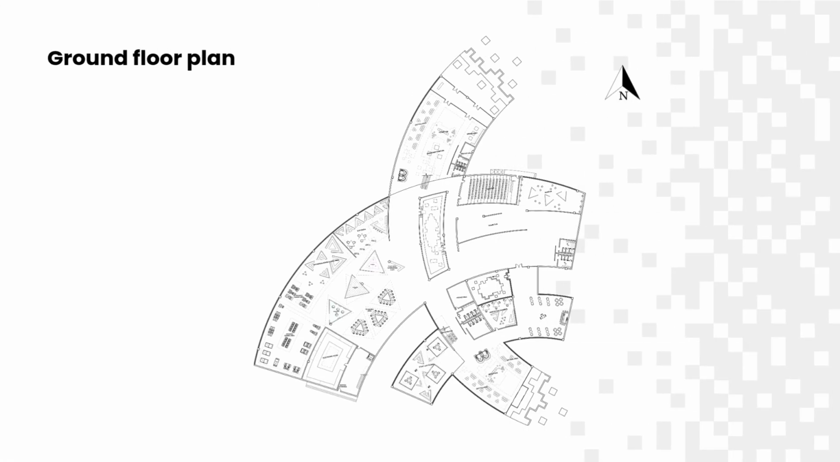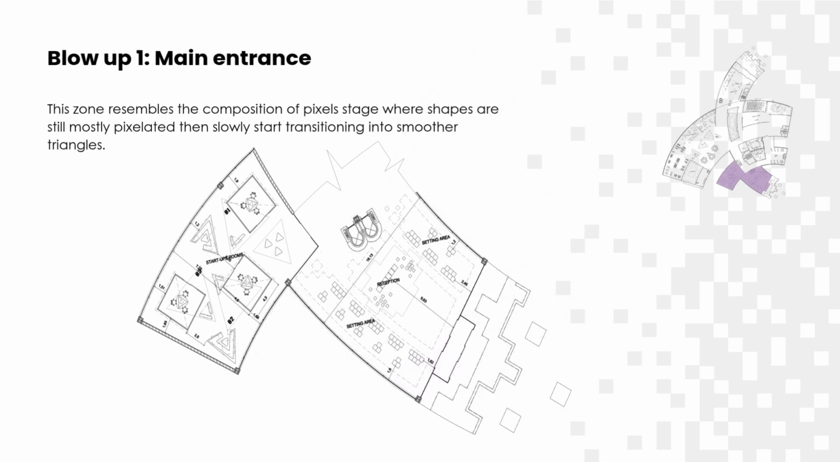Starting with the ground floor plan, the first zone is the main entrance, which is strictly for employees, startups, investors, and lecturers. The second zone is the investors area, where startups can meet with investors to pitch their ideas. These two zones constitute the first blow-up, which clearly shows a concept of composition and revolution by starting off with squares, then transitioning into smooth triangles.